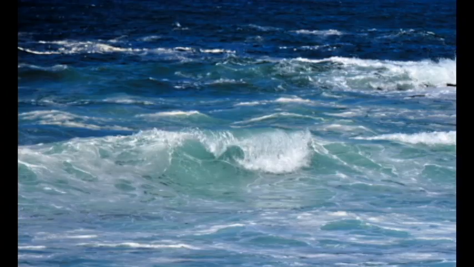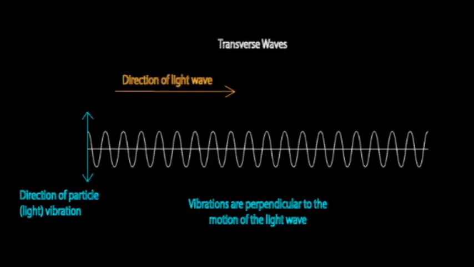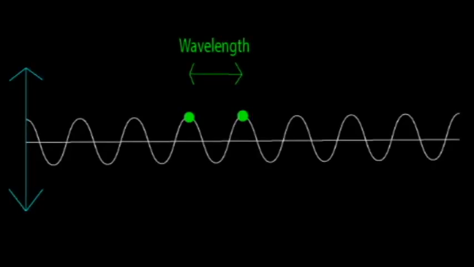Wait, hold up. Waves? Like these? They're similar, but the waves I'm talking about are a little more complex. Like water that moves through the waves of an ocean, light travels perpendicular to the motion of a wave. The distance between each top of the waves determines the wavelength, which, in turn, determines the colors of light. Unlike ocean waves, light waves can travel through a vacuum, like outer space, at a range of different wavelengths, as shown in this chart.